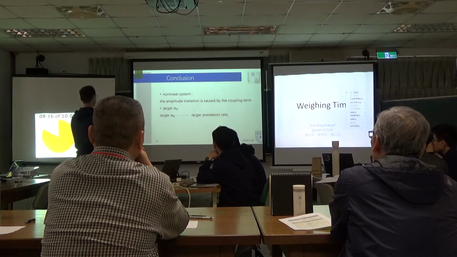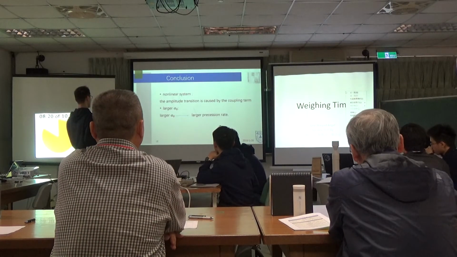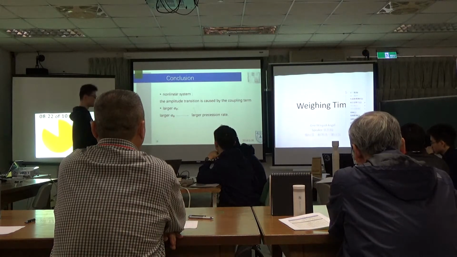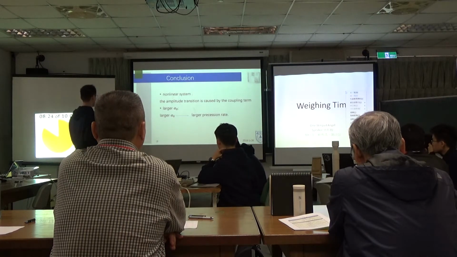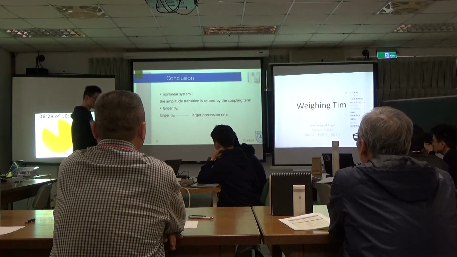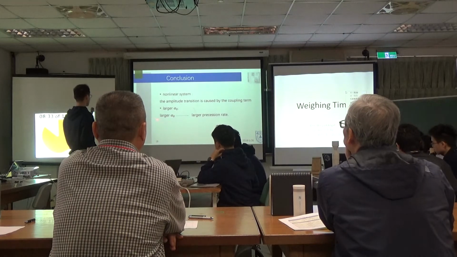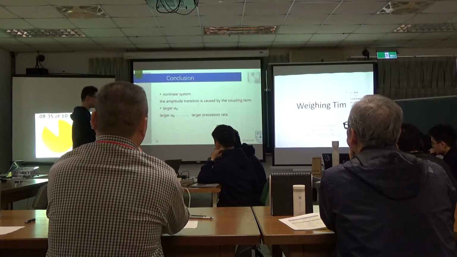Now we come to the conclusion. First, it's a nonlinear system, and the amplitude transition is caused by the coupling term. And secondly, we found the effect of the alpha zero. A bigger alpha zero can cause a larger precession rate.